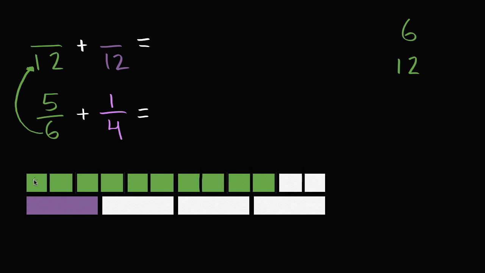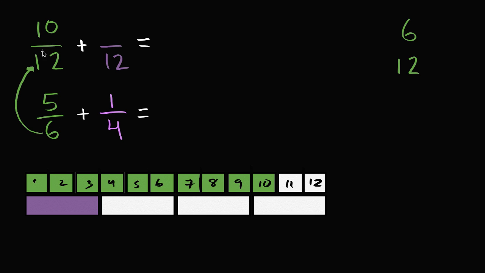So now I have 1, 2, 3, 4, 5, 6, 7, 8, 9, 10, 11, 12 sections. So if I have 12 sections now, how many of those 12 are now shaded in? Instead of having 5 of the 6, I now have 10 of the 12 that are shaded in. So I now have 10 twelfths. 5/6 is the same thing as 10 twelfths.